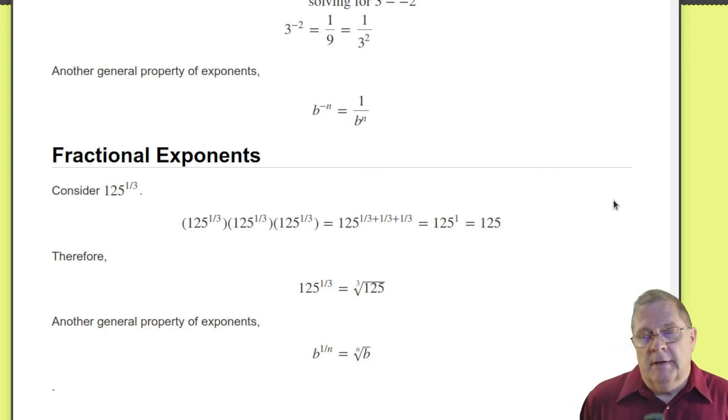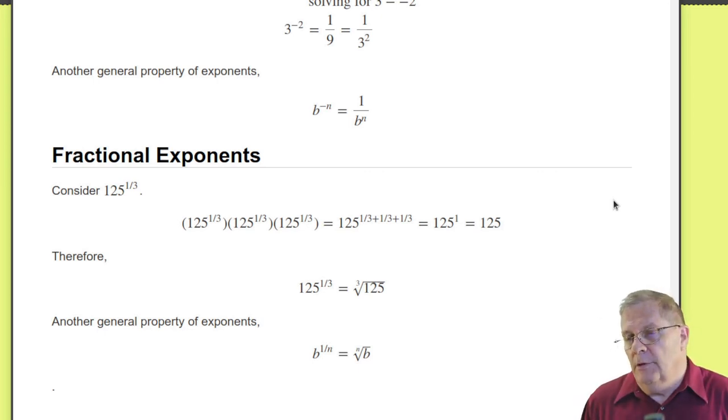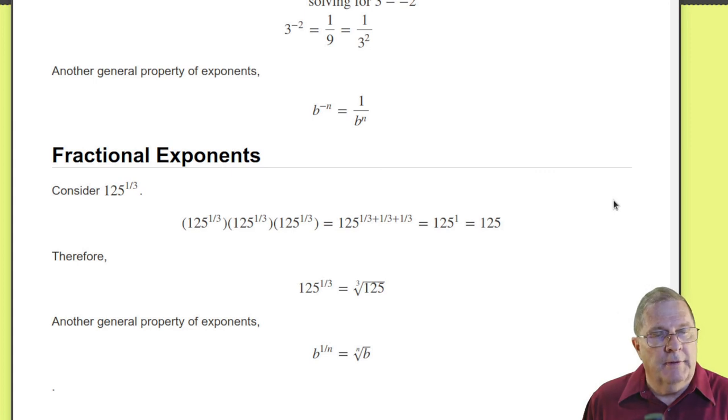These properties of exponents are easily found. You can just do a Google search for properties of exponents, and you can get them listed for you easily. I'll try to put a summary at the end of this handout as well.